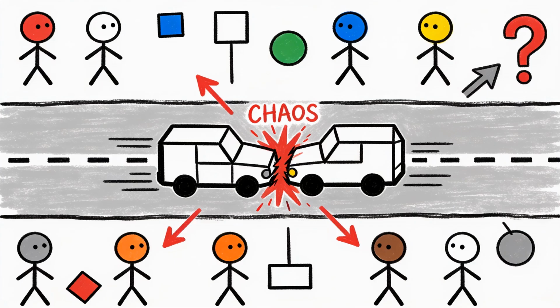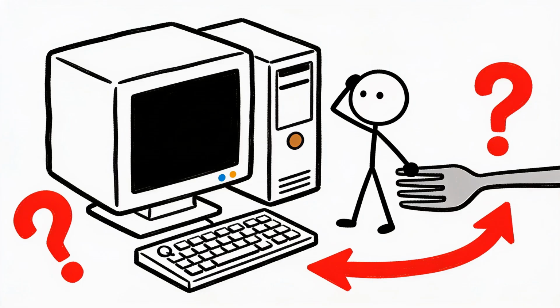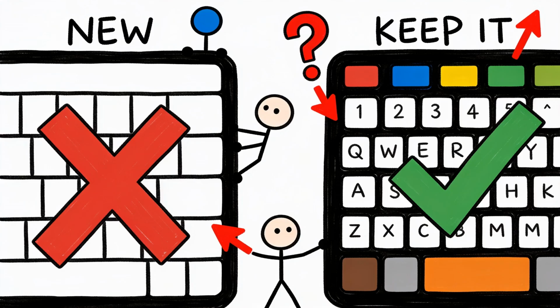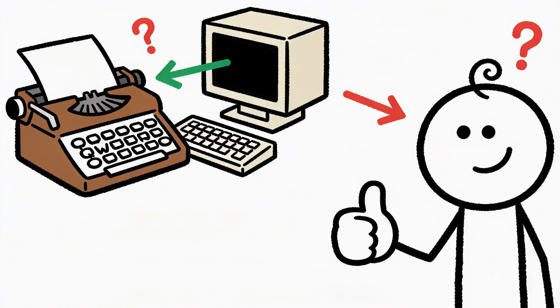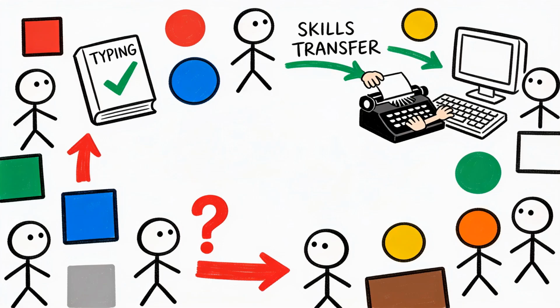Think about driving on one side of the road. Even if the opposite side were somehow slightly better, switching would create chaos. Compatibility matters more than perfection. QWERTY reached that point long before computers existed. When computers arrived in the 20th century, engineers faced a choice. Should they invent a brand new layout, or keep the one everyone already knew? The answer was obvious. By preserving QWERTY, people could move from typewriters to computers almost effortlessly. Businesses didn't need to retrain employees. Typing textbooks remained useful. Existing skills transferred immediately.